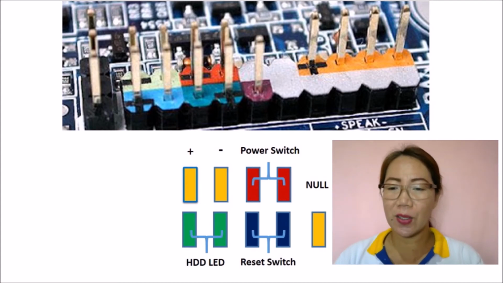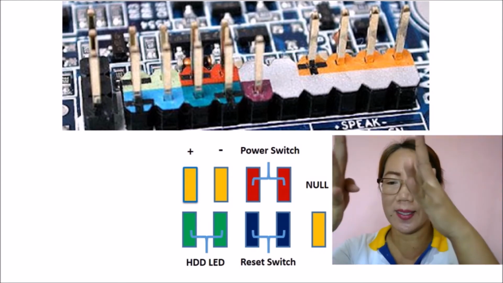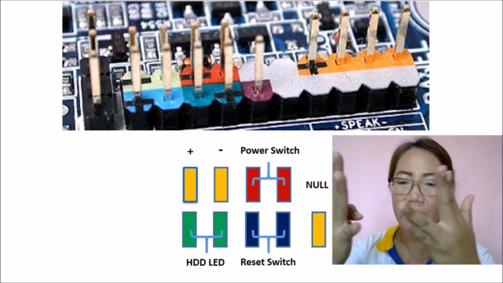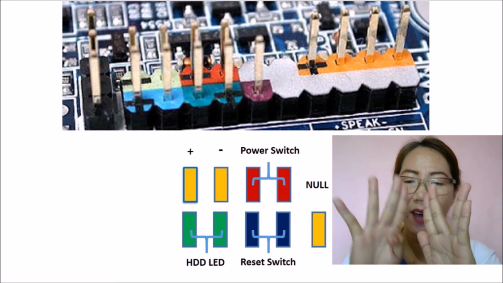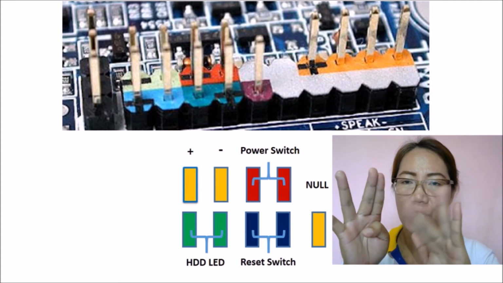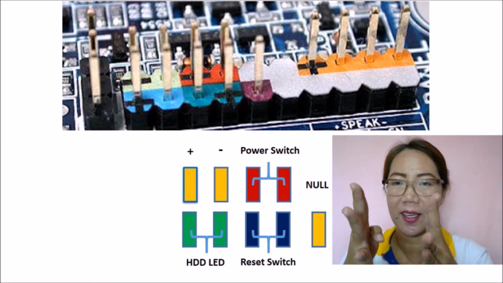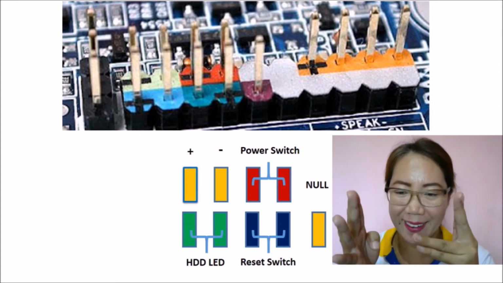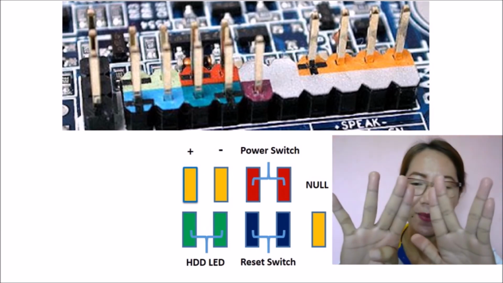Okay, again, let's do the hand exercise. Okay, shall we? FPC. I hope you can see my hands. This one is for the negative and positive. Okay, again. FPC. After the null, power switch, negative, positive, reset switch, HDD LED. Okay, so again, FPC. Power switch, negative, positive, reset switch, HDD LED.